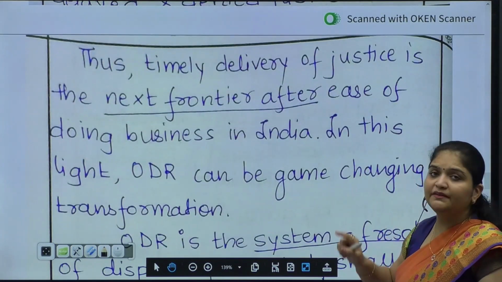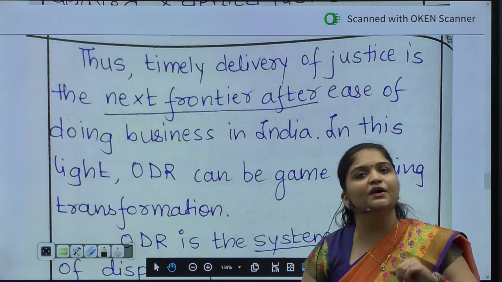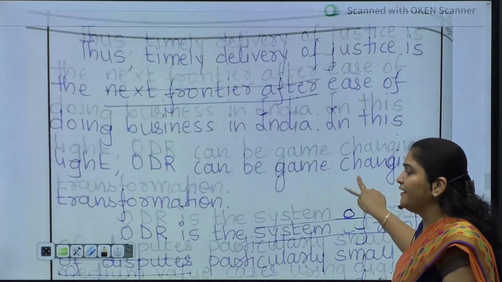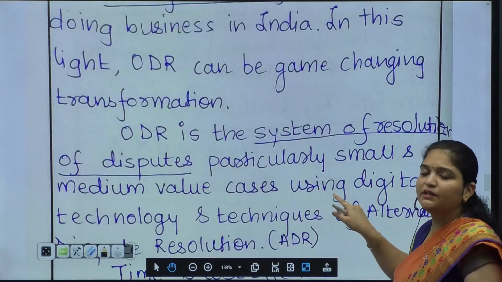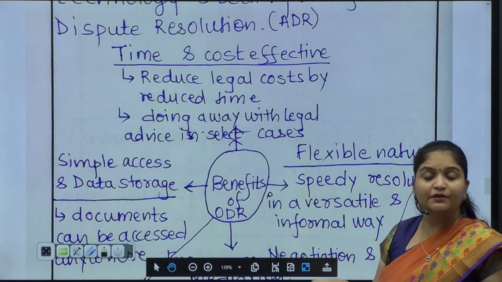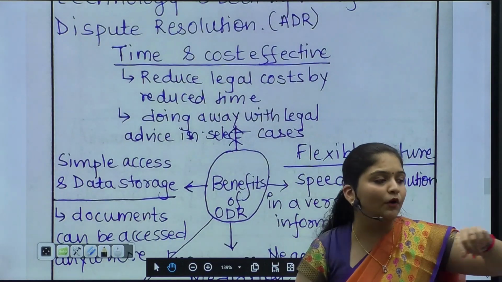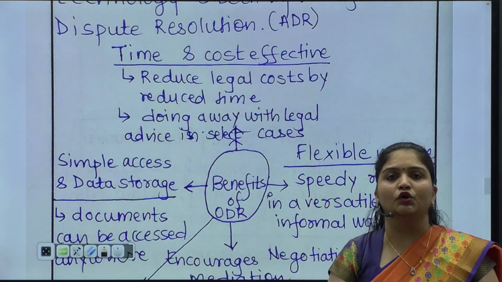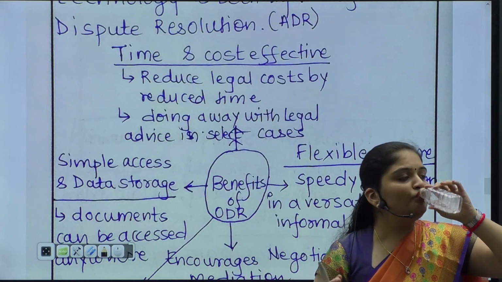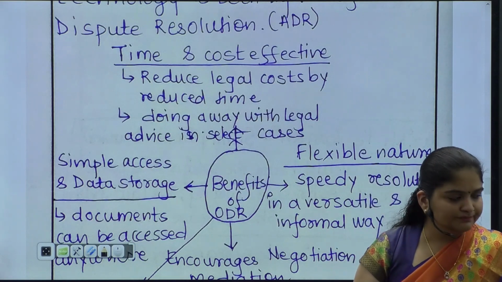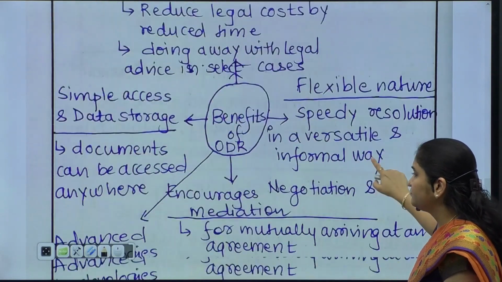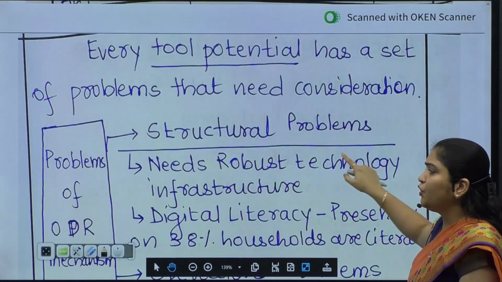So timely delivery is the next frontier after what? Ease of doing business, right? And that's why we have ODR. So first explain the meaning of ODR, okay? Then you talk of benefits of ODR, because the question is saying it will solve the problem. So you have to show how it will solve the problem. So you show the benefits. All right? Then we talk of the problems.